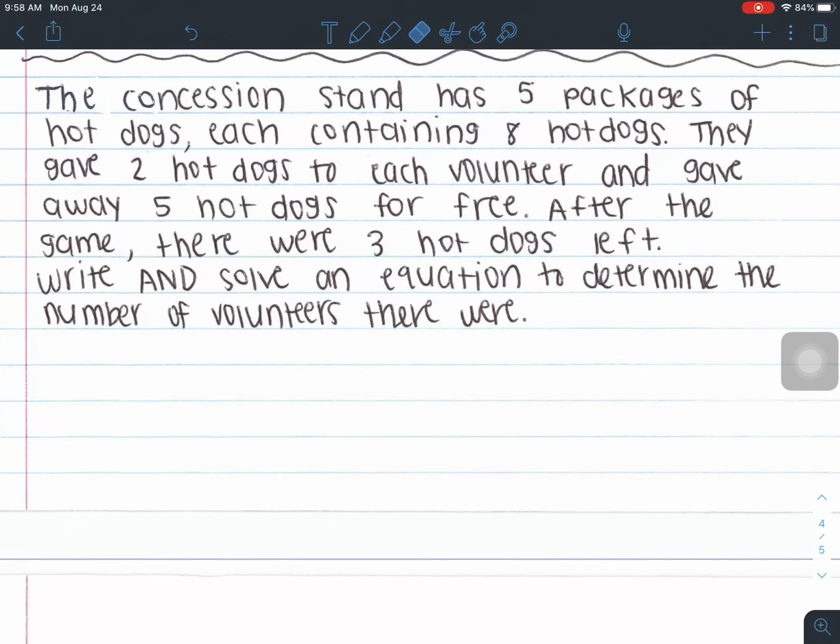So there's a concession stand. They have 5 packages of hot dogs. They contain 8 each. Okay, so that's important information. There's 5 packages, and they each contain 8 of them. So could I figure out how many hot dogs I have in total here? Well, 5 packages, right? And there's 8 in each. Now, that means I could multiply, right? So 5 times 8 in each would be 40 hot dogs. Again, how did I get that? Well, there's 5 packages, there's 8 in each of them, so if I multiplied or I added 8 5 times, I get 40 hot dogs. So I already know that information.